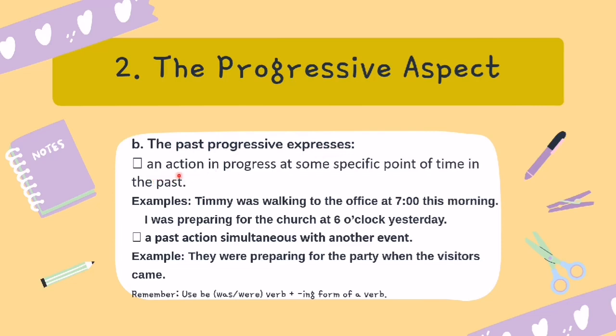Letter B is the past progressive. It expresses an action in progress at some specific point of time in the past. For example, Timmy was walking to the office at 7 o'clock this morning. So there is a specific point of time, 7 o'clock this morning. I was preparing for the church at 6 o'clock yesterday. A past action simultaneous with another event. Example, they were preparing for the party when the visitors came. So remember, use the be verbs was and were plus the ing form of the verb.